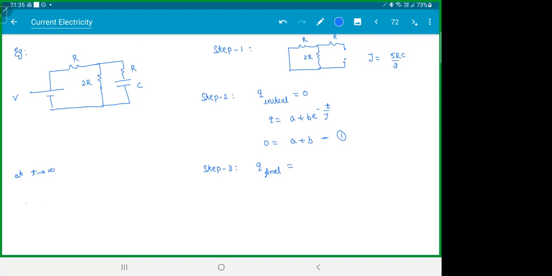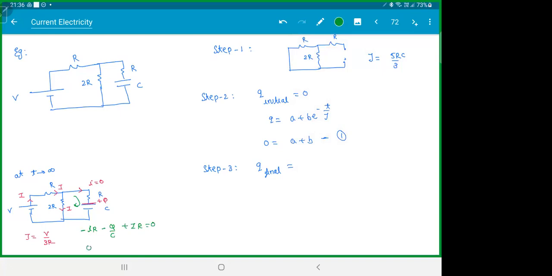At t infinity, this is how the circuit looks. This is V, R, 2R, R and C. All the current will flow in this branch. In the capacitor branch, current small i will be 0 and the charge will be Q. So we can find I is equal to V by 3R. Current won't flow in the capacitor branch. Then you can apply Kirchhoff's loop law in this loop. We get minus i into R minus Q by C plus capital I into R is 0. Small i is anyway 0.